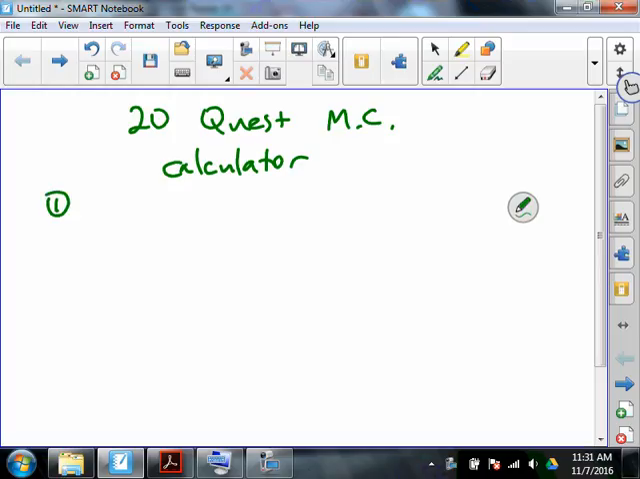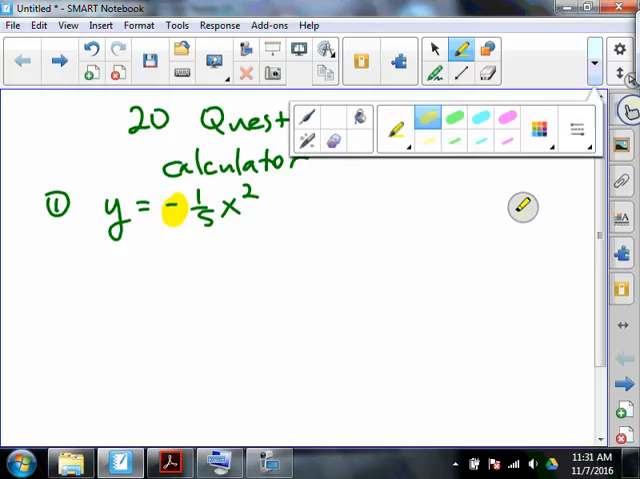Number one, they're going to have to graph something that looks like this. It's not going to be the exact same function, but something that looks like that. I would notice that the negative sign makes the graph a reflection. I would also notice that the a value of 1/5 is going to make the graph a little wide, or a vertical compression, we were calling that.